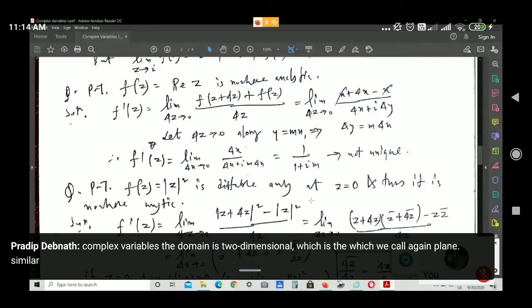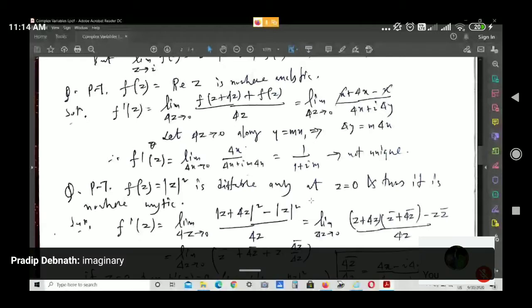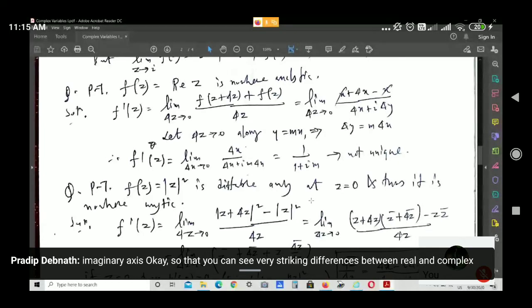Similar to the Euclidean plane, except that the second coordinate we call the imaginary axis. So you can see very striking differences between real and complex valued functions.